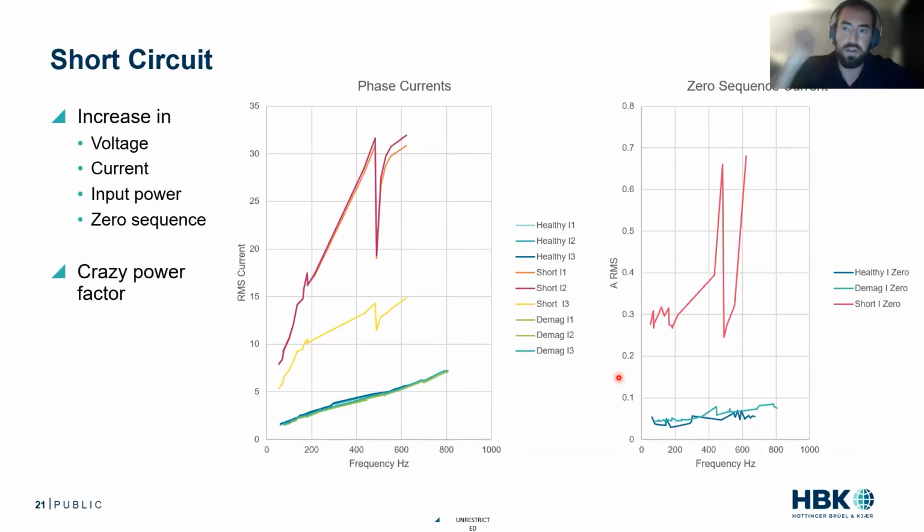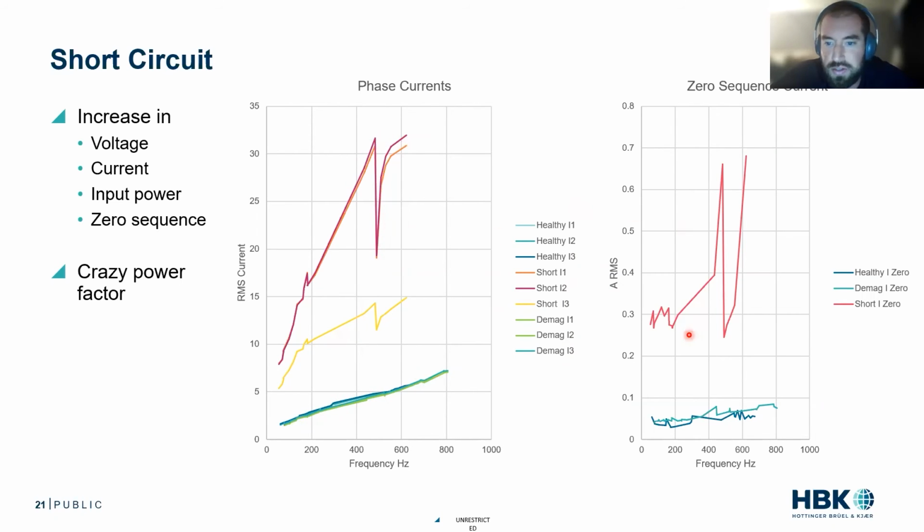So when I short circuited, when I rammed that soldering iron into the windings, I introduced a pretty drastic failure mode. If we look at the phase currents, on my graph on the left, I've plotted my healthy motor, my demagnetized rotor, and my short circuits. We can see that for my healthy and my demag, the phase currents are relatively close together, and my short circuit is just all over.